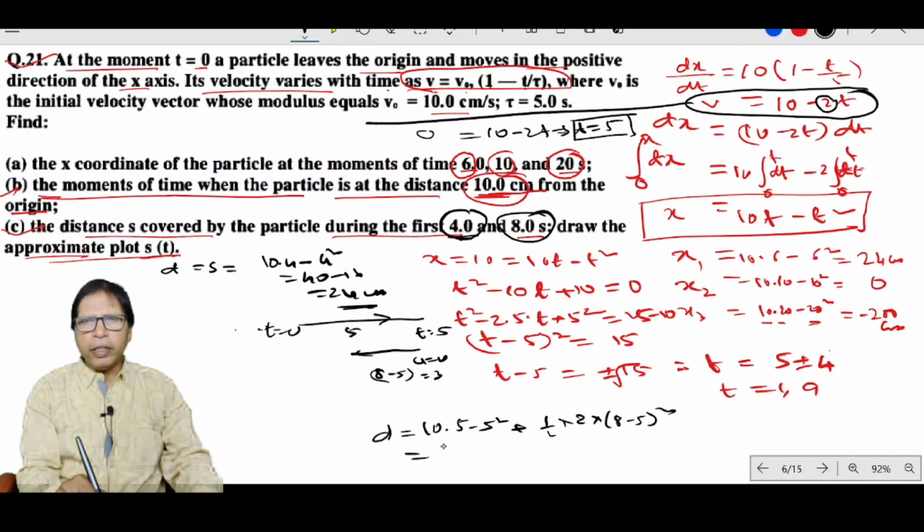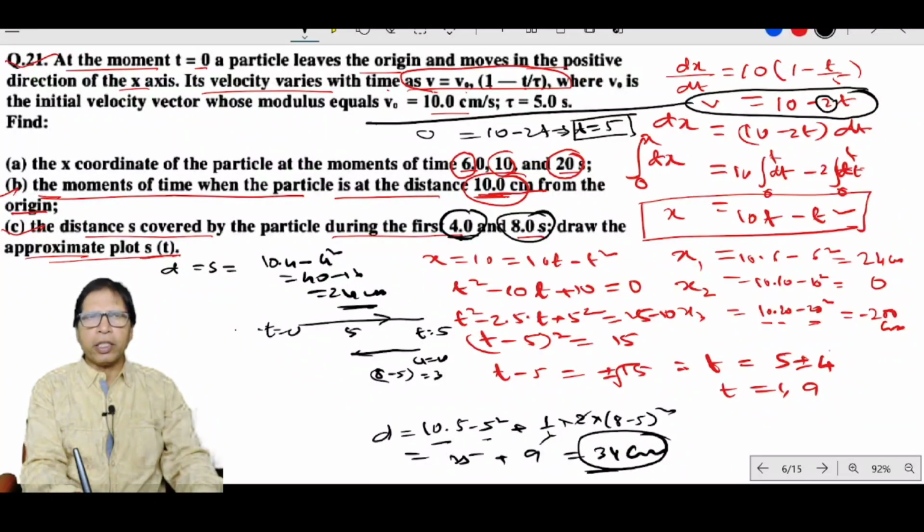square. So look at this here, 50 minus 25, so this is 25 plus, this cancels out, so this is 9. Therefore 34 centimeter is the distance traveled by the particle at t equal to 8 seconds.